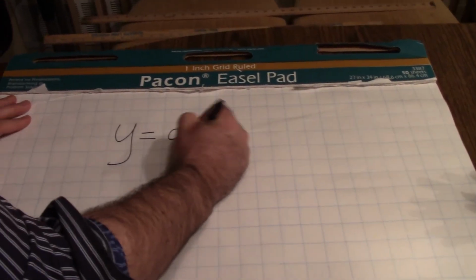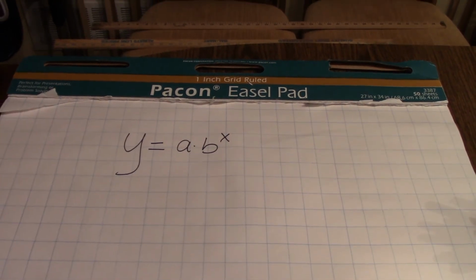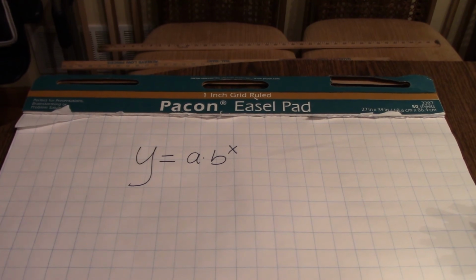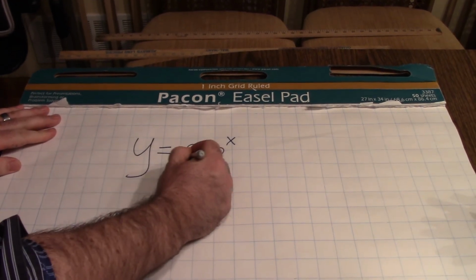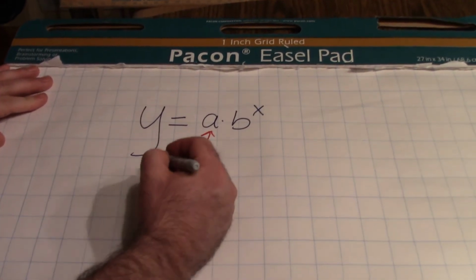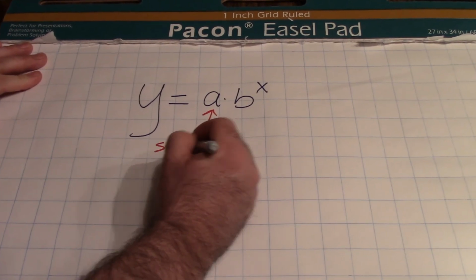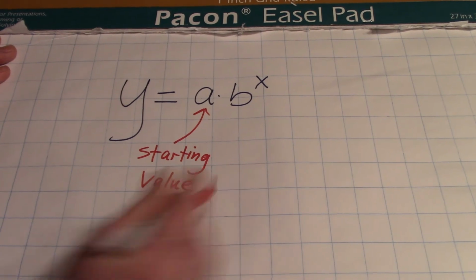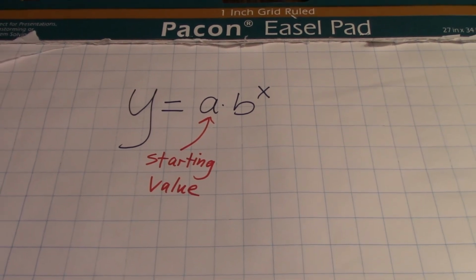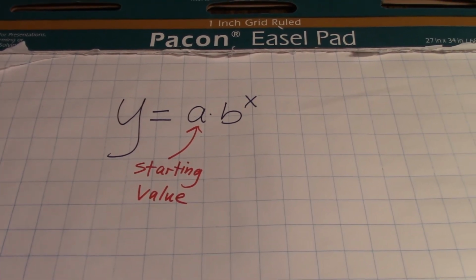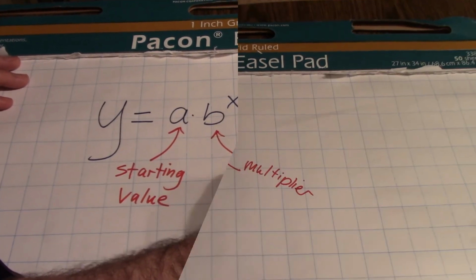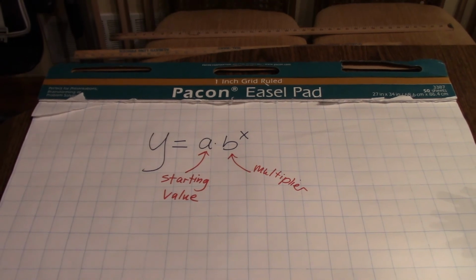Okay, before we begin modeling actual situations, let's remember the equation for an exponential function. It's a times b to the x. Just like when we're graphing, it's the exact same function and things mean the same amount. I told you last time that a represented the starting value. That's going to be really important here. And b is still the multiplier. So keep those in your head as we go today. If you don't have these in your notes, get them in your notes now.